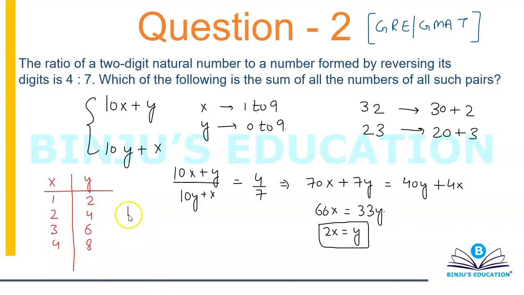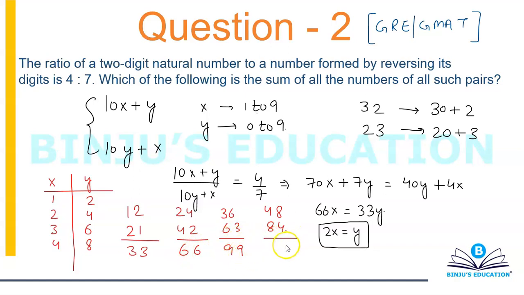So I have a number 12. The reverse of that is 21. I have a number 24, the reverse of that is 42. I have a number 36, reverse of that is 63. I have a number 48, the reverse of that is 84. So this becomes 33, this becomes 66, this becomes 99, and this becomes 132.